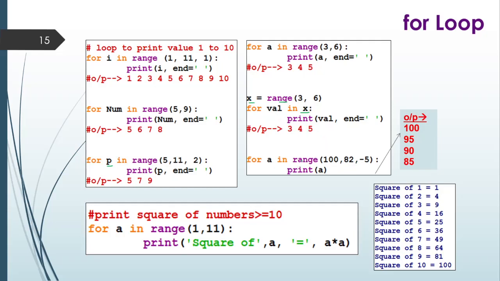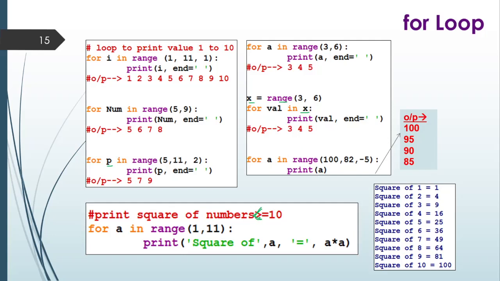The next example, for a in range(100, 82, -5). Here the first value will be 100. a will get the first value as 100. Then after that minus 5. 95 will be displayed. Then 90. After that 85.